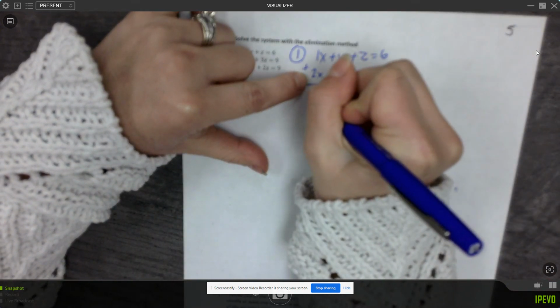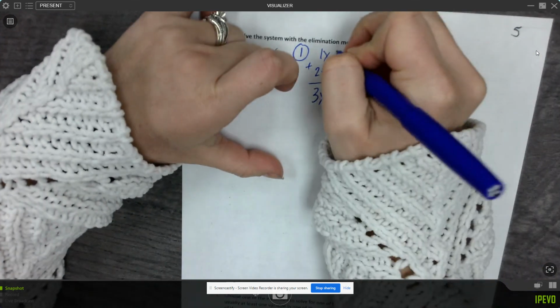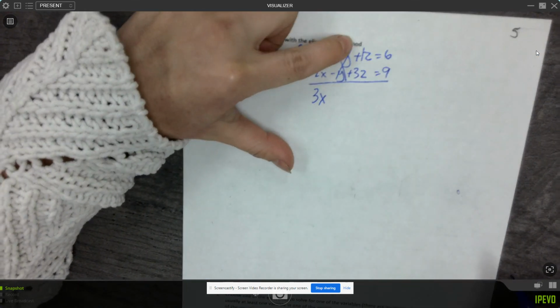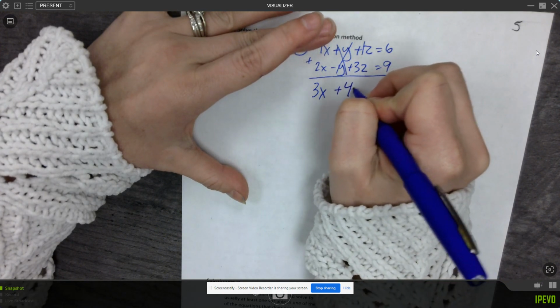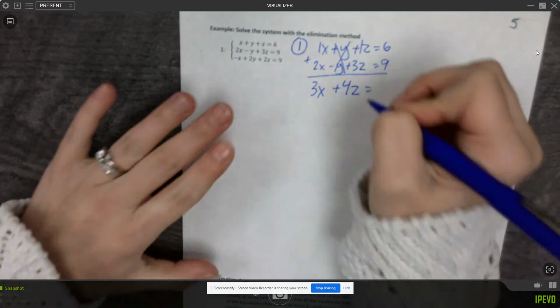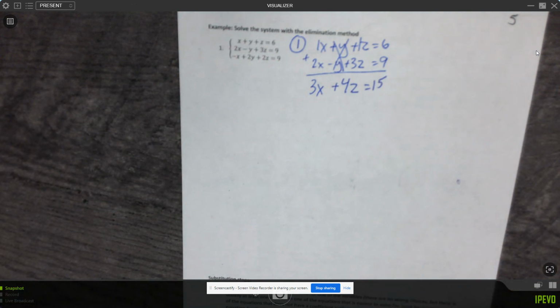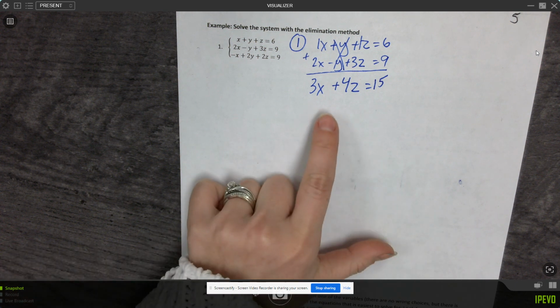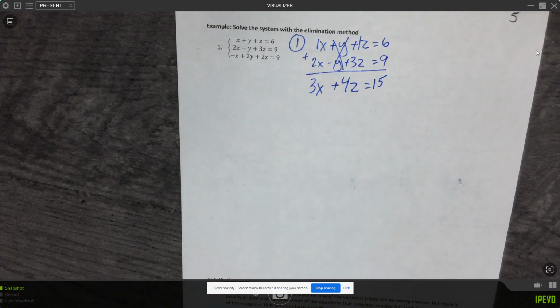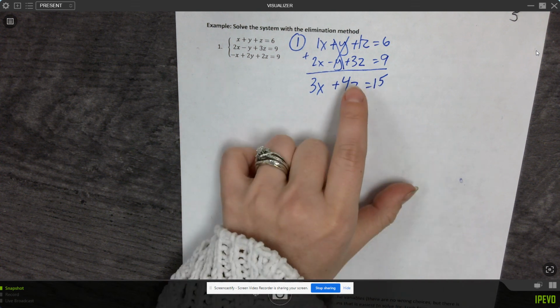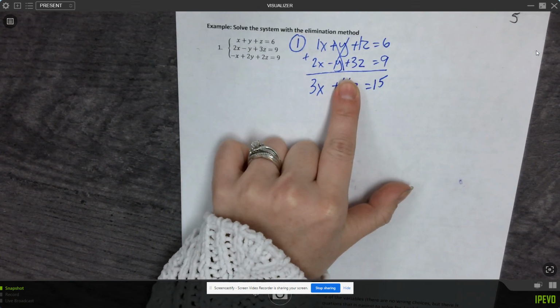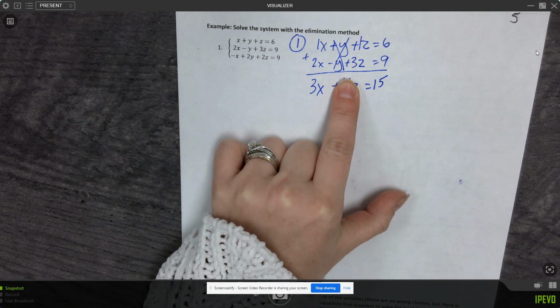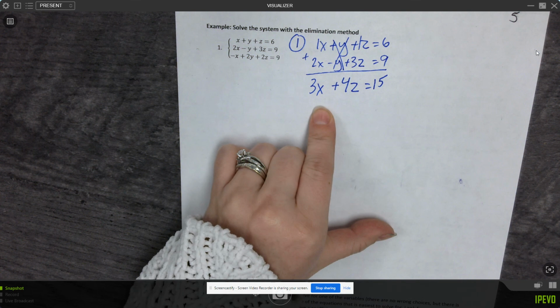1 plus 2 is 3x. y minus y eliminates. 1 plus 3 is 4z. And 6 plus 9 is 15. That's as far as I go here. I stop. I'm supposed to have two variables. Now, if by chance, when you did that elimination, you were left with only one variable, you could solve for that variable. So if by chance my z is also eliminated, I now could solve 3x equals 15. I could solve for x. But that's not typical. Typically, you should get this.